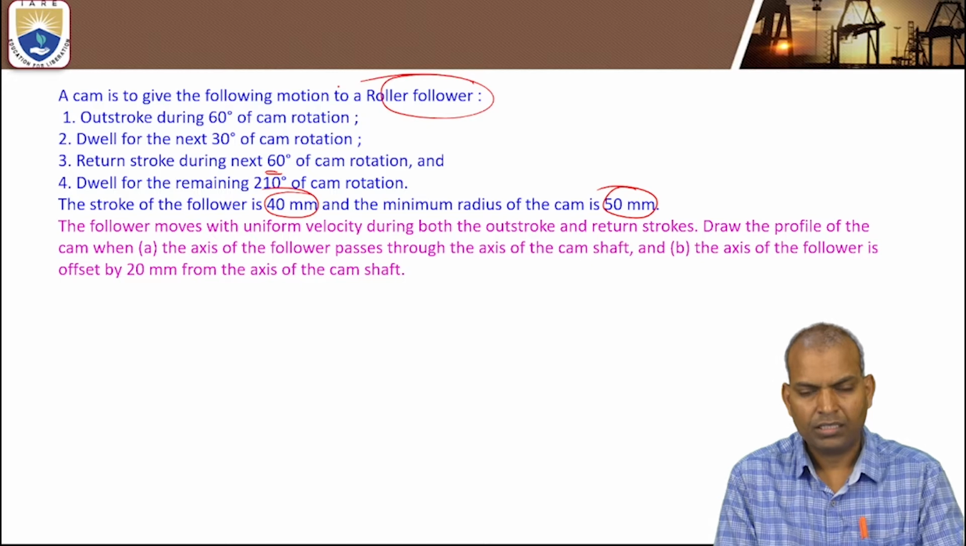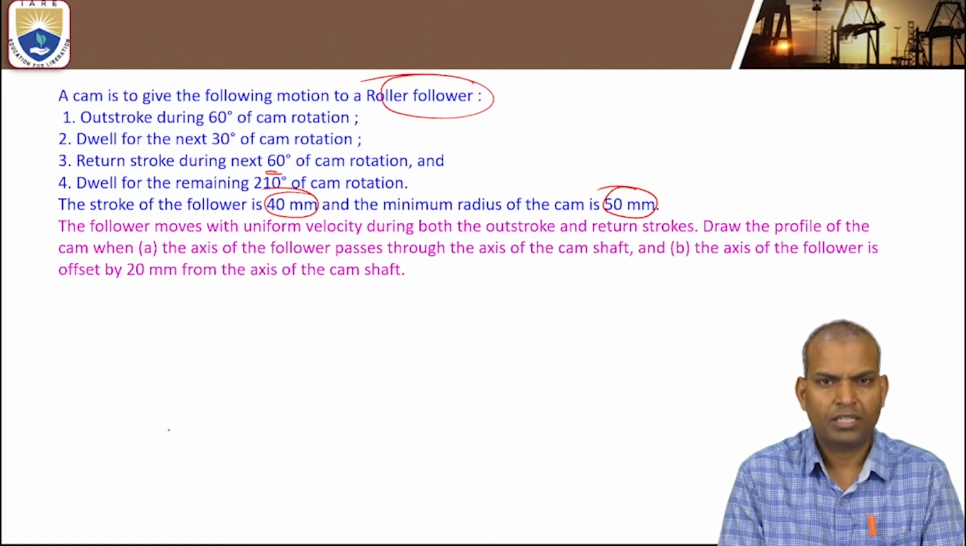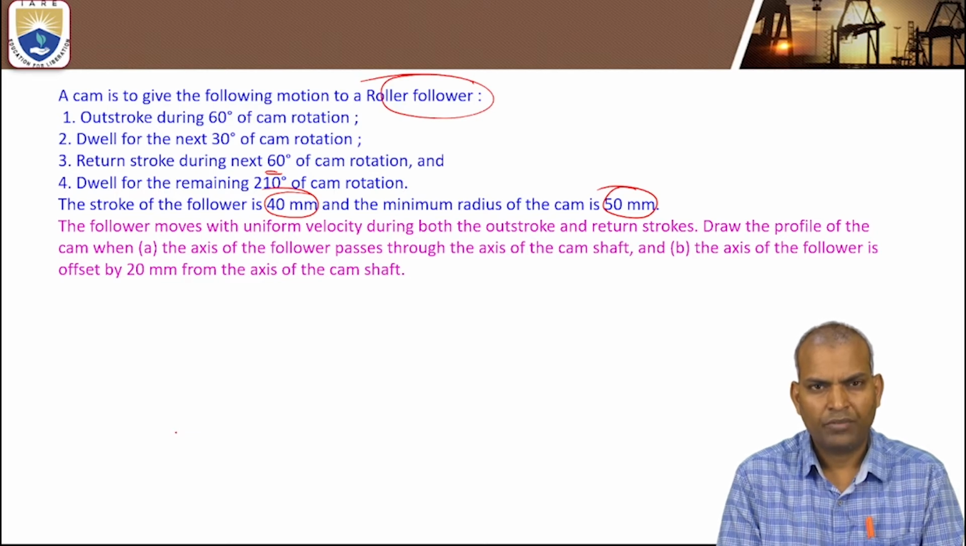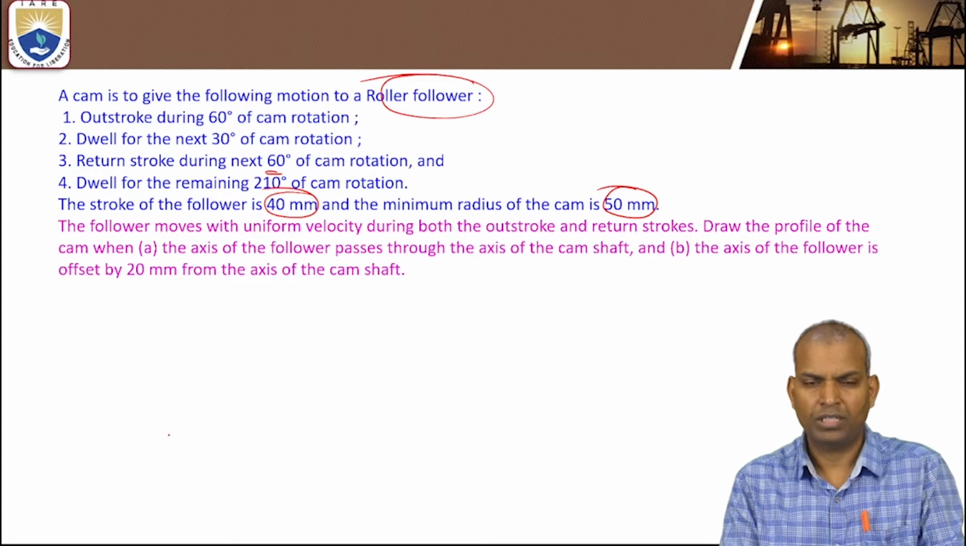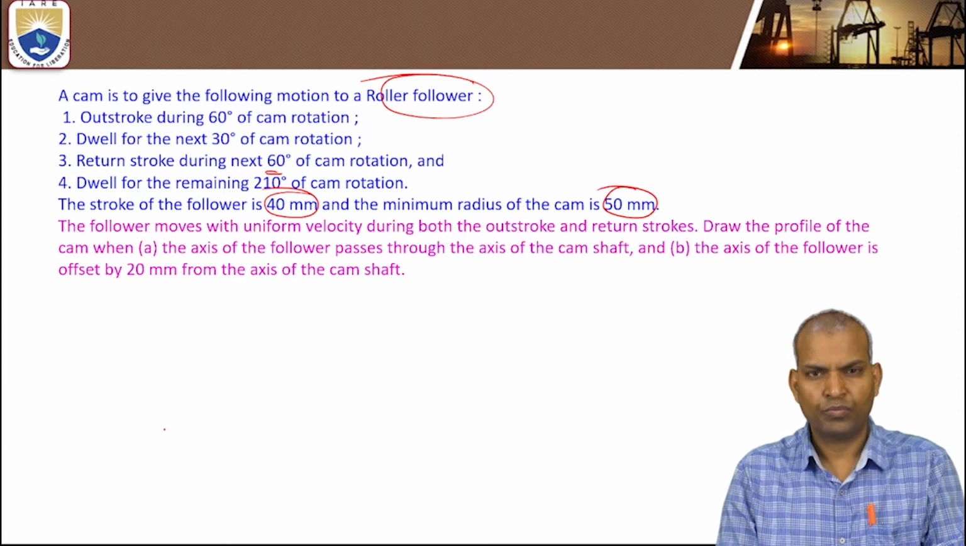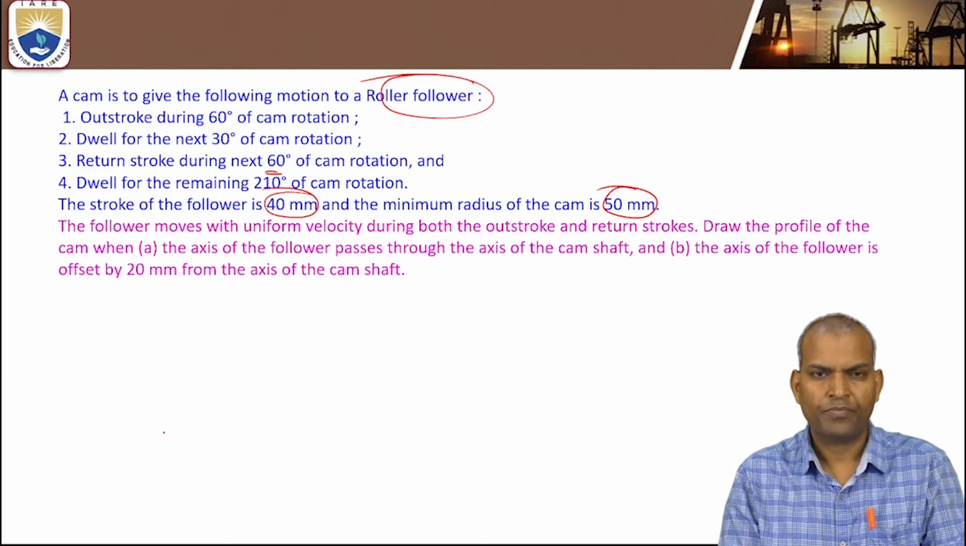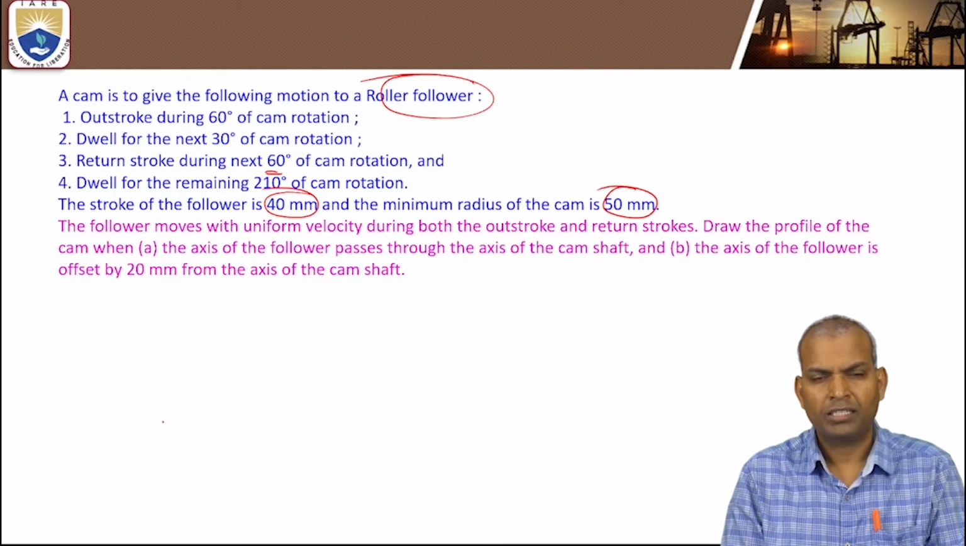But the main thing is that in before sessions we have studied the knife edge follower having a motion of simple harmonic motion during outstroke and return stroke, and also knife edge follower having uniform velocity motion during outstroke and return stroke, and also the combination where during outstroke the knife edge follower is moving with simple harmonic motion and return stroke with uniform velocity.